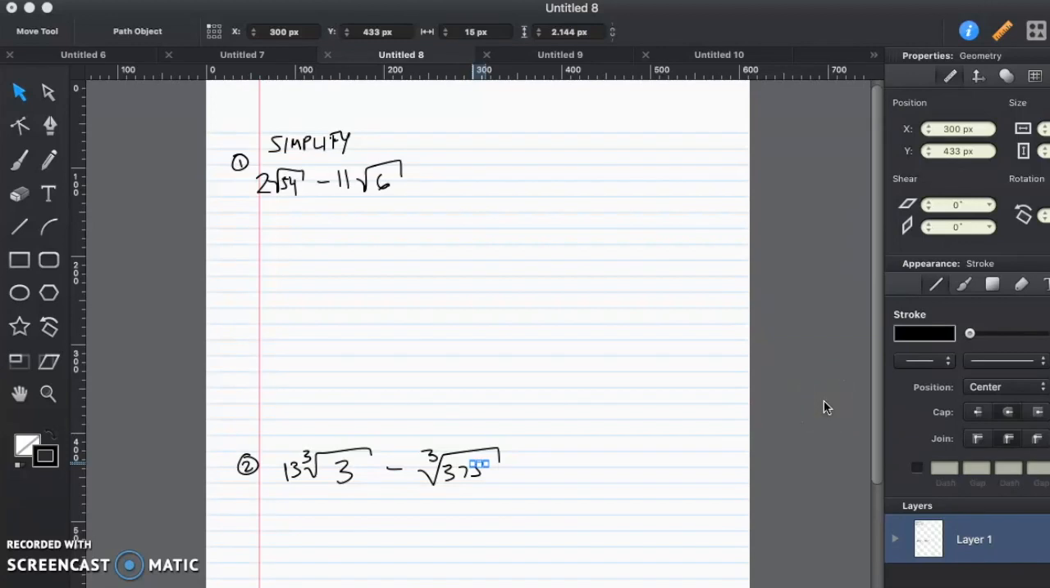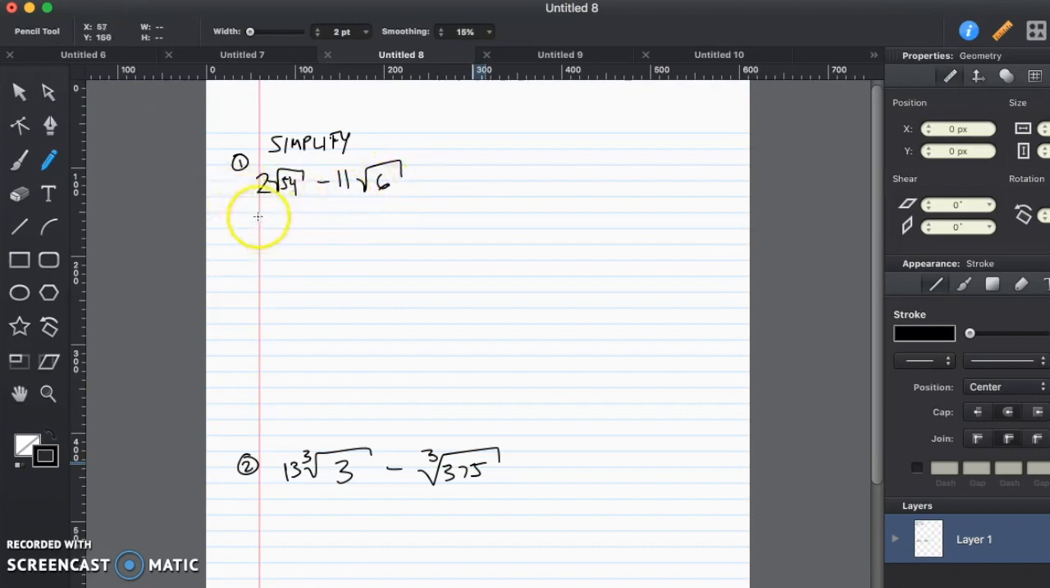Welcome back, mathematicians. This is going to be part 2 for the C-level problems for 5.2. This is just the second part. Again, we're just simplifying radicals. So I look at these numbers, I see what I can break down, and then we work from there.